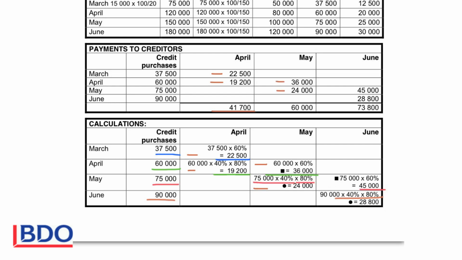So that will give me the total payment in May as 60,000. In June, we will pay 45,000 and 28,000, and that will give me a total of 73,800.